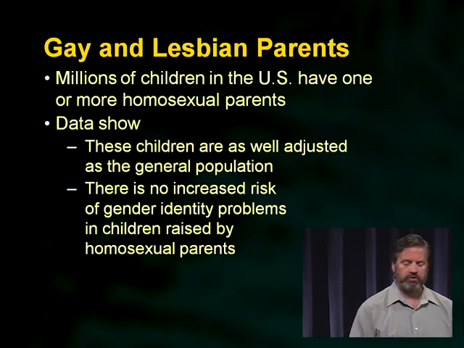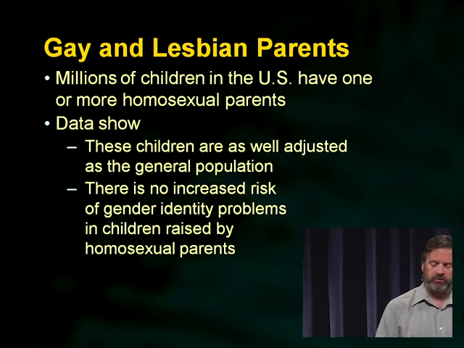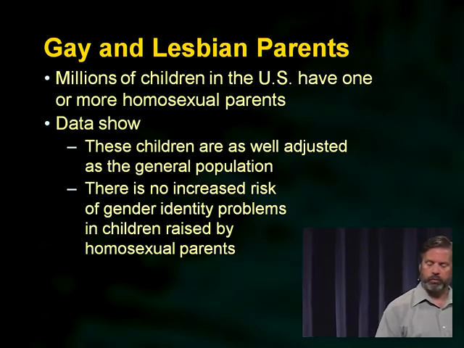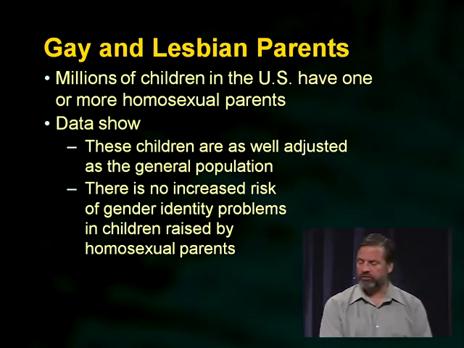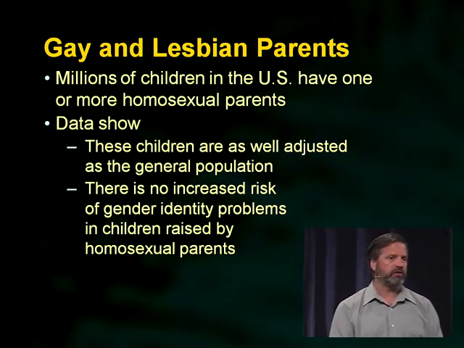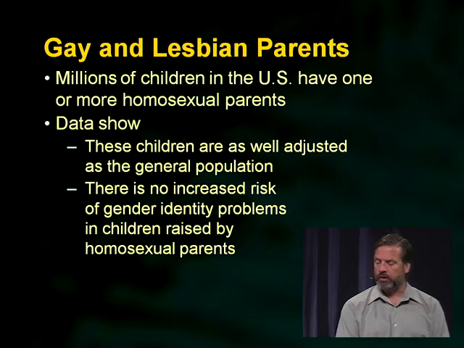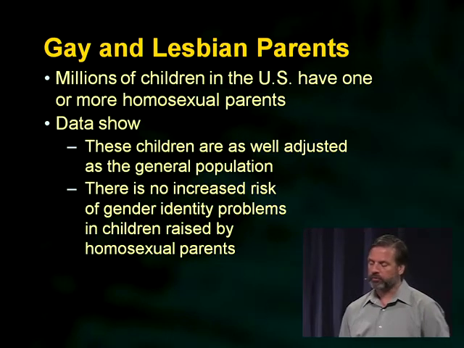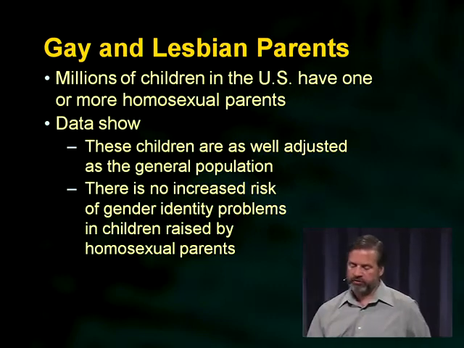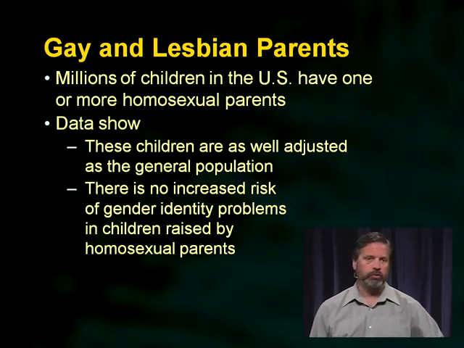What's been shown is that there are millions of children in the United States who have one or more parent who's homosexual, and the data shows that these children are just as well adjusted as the general population, and that there is no increased risk for any gender identity problems or other issues around sexuality in children who are raised by homosexual parents.